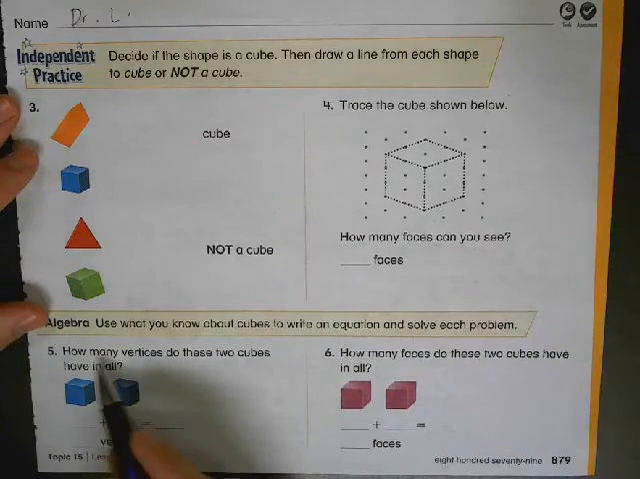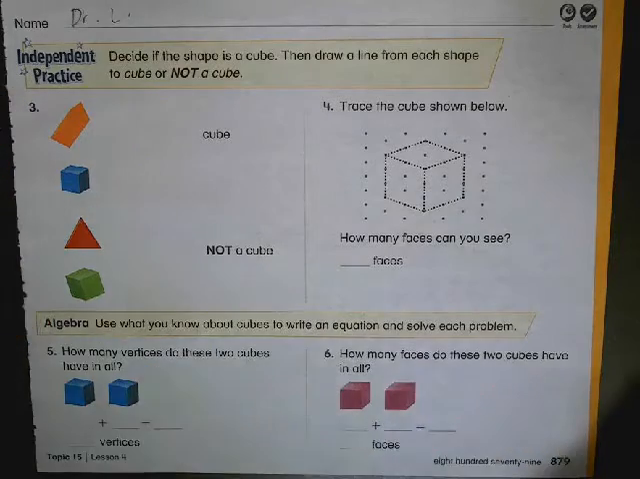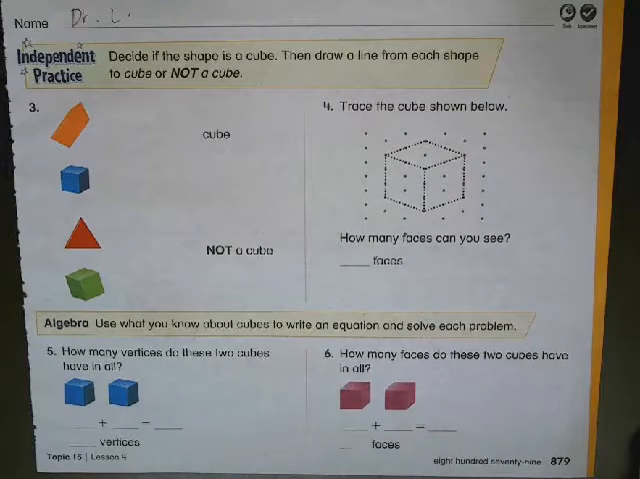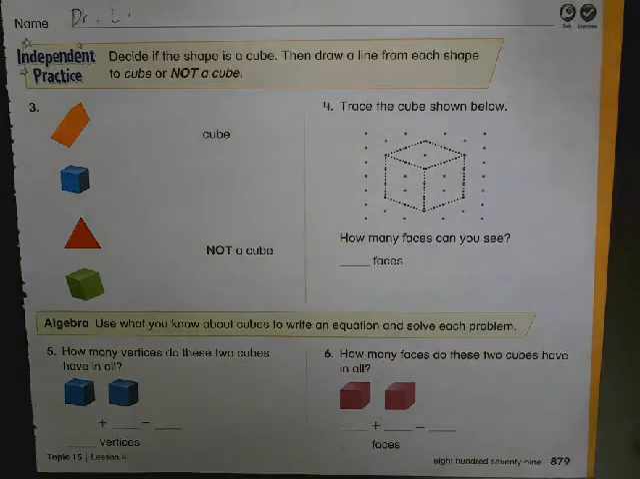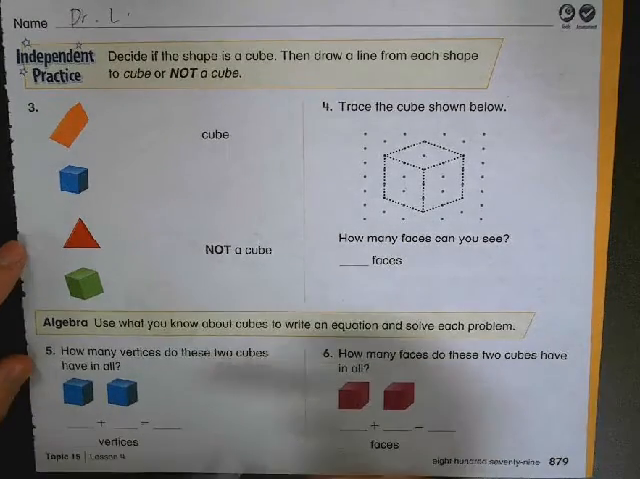Down here it says how many vertices do all these two cubes have? Again, vertices, and my recommendation is to go find a cube like a dice, or find a cube in a classroom, and count them. Come see me if you can't find a cube. You should be able to.